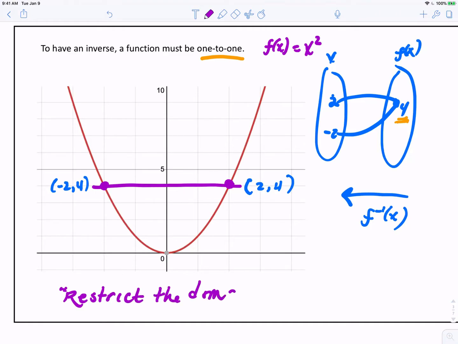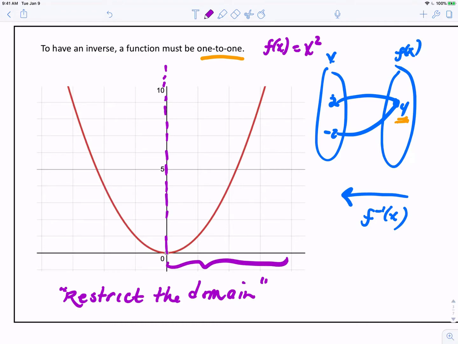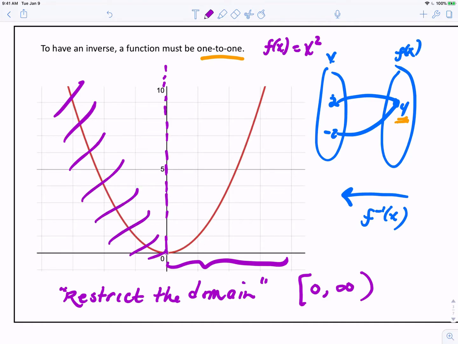So what we're going to do is restrict the domain of x squared so that it becomes 1-to-1. Let's clean this up a little bit. I think there's a pretty obvious place to restrict the domain to. If we only considered values of this function in this area here, if we restricted the domain to the values from 0 to infinity, and we ignored this side of the parabola, then we would definitely have a function which is 1-to-1.